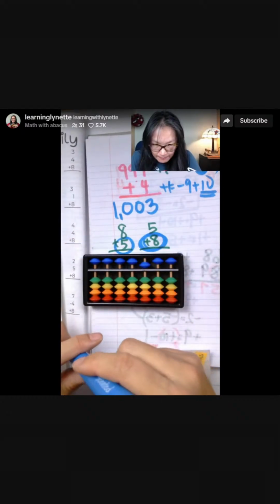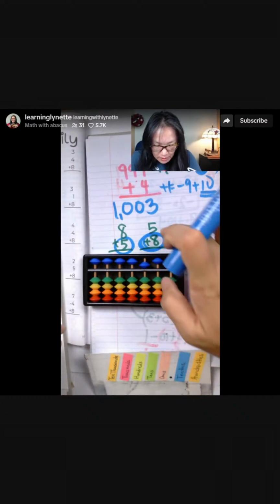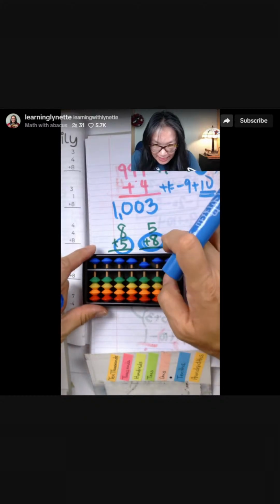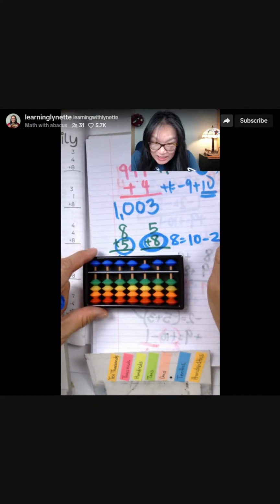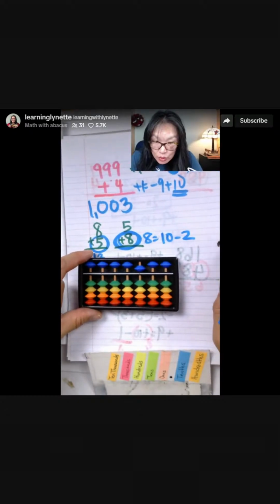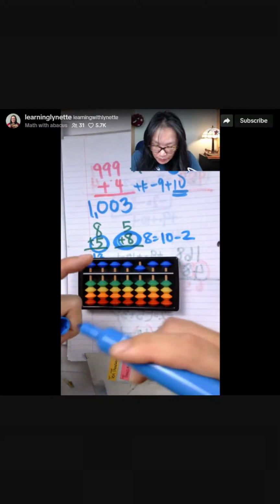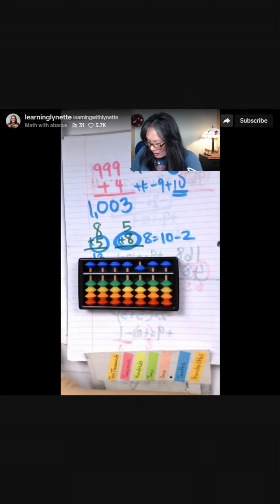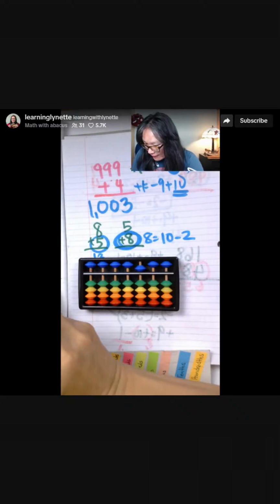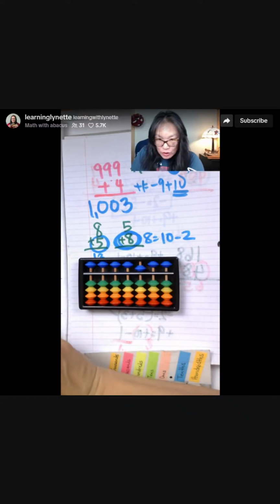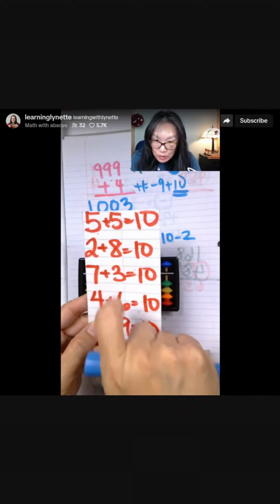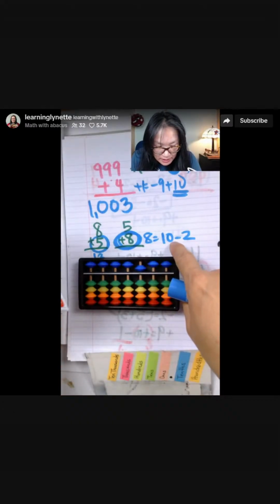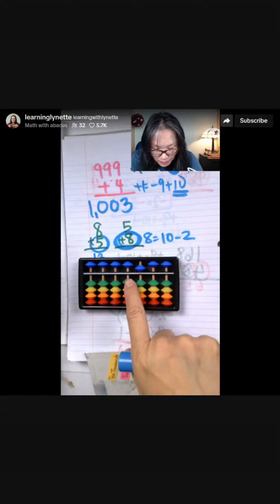Right? So plus the 8. To add the 8, what are we going to do? Plus the 8 is equal to plus the 10 minus the 2. Remember, why do we do that? Because the 8 and the 2 are partners. That's how we do it. So it's plus the 10 minus the 2. We're going to plus the 10, but now we want to minus the 2.